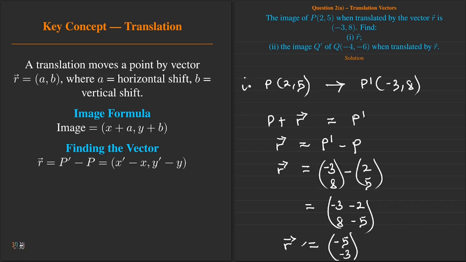Translation vector. This is it. It simply means the point P moved by this translation vector, and then it obtained this point over here. So simplifying, we have our negative 3 minus 2, which gives us a negative 5, and then 8 minus 5, which gives us a 3.